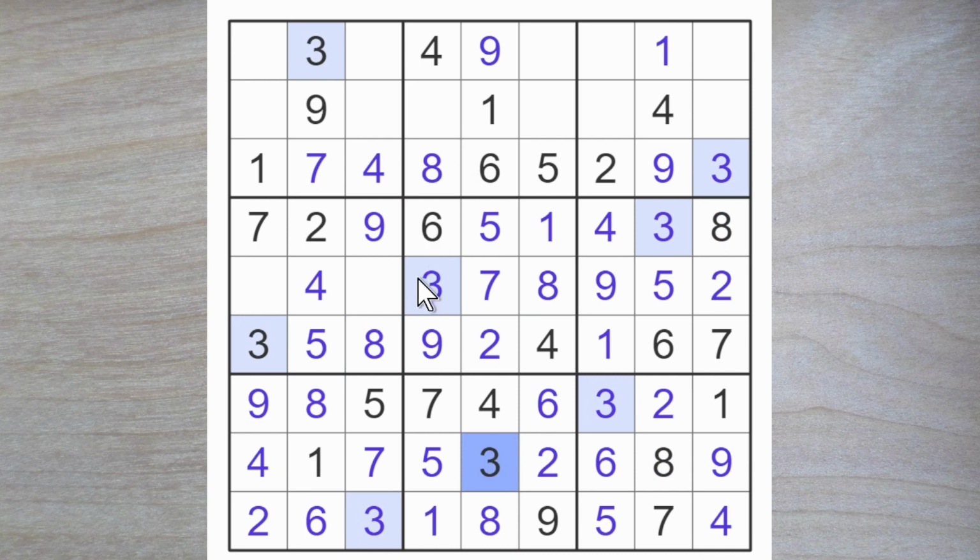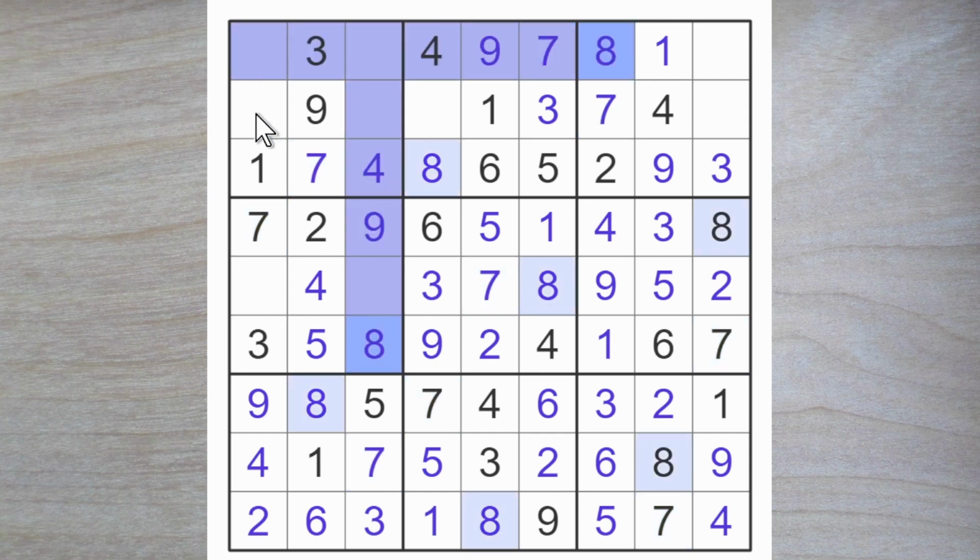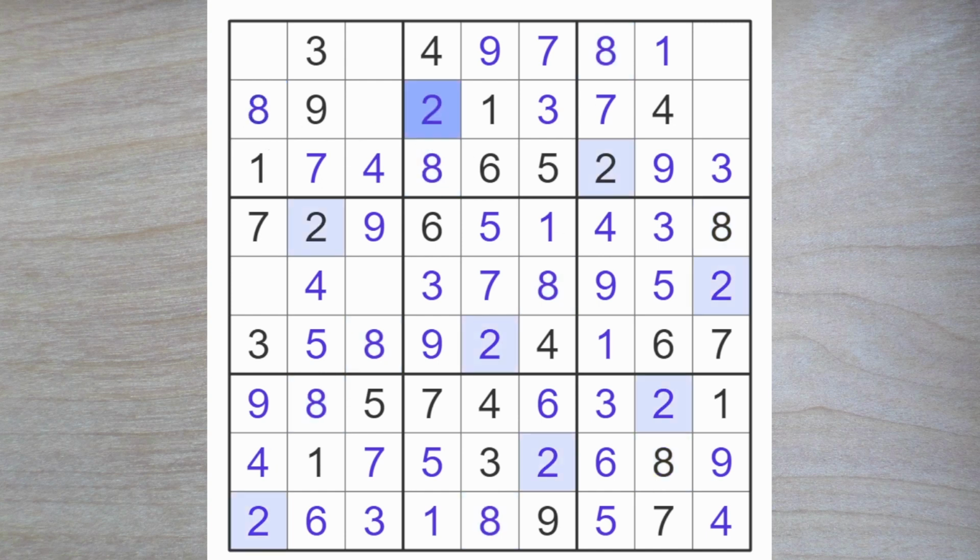3 blocks up and across, here's another 3. The last square here can only be a 7. That makes this a 7 and this an 8. Remember the 7, 8 we had here from the beginning, right? Now the 8 blocks across here and up here, so here is an 8. This last square can only be a 2, making this a 2, yes.